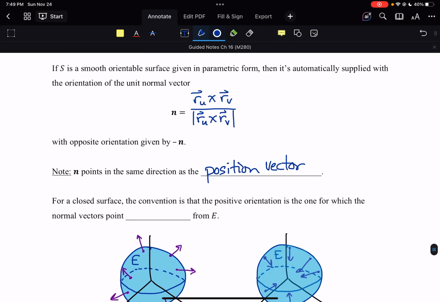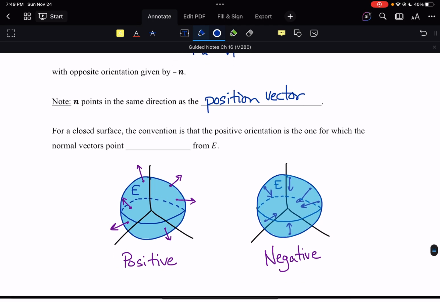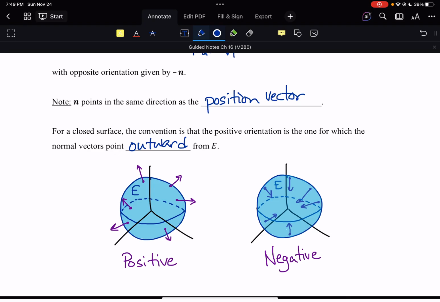For a closed surface, so you can see like these spheres right here, the convention is that the positive orientation is the one for which the normal vectors point outward from E. So all of this sets up our work to be able to solve surface integrals over vector fields, okay? Just like we saw line integrals being evaluated over vector fields.